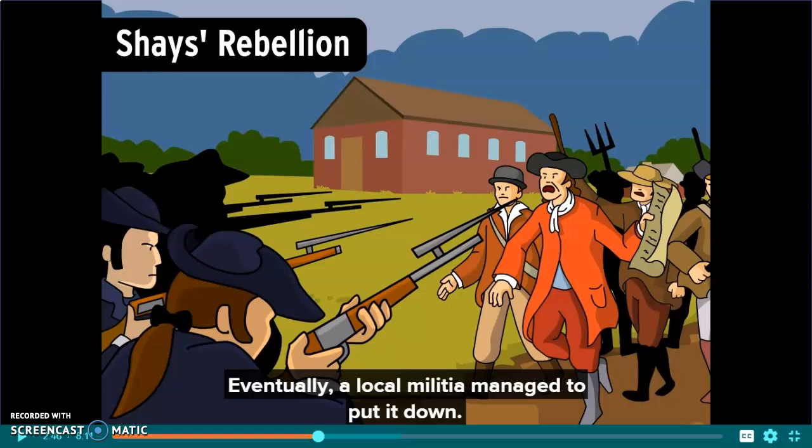So once again, because we do not have national tax, we do not have a national army. So every state back then had their own militia. It was kind of like their state military. And like it says here, it took months to put it down because nobody really had a strong state militia. So it took a while to gather them up.